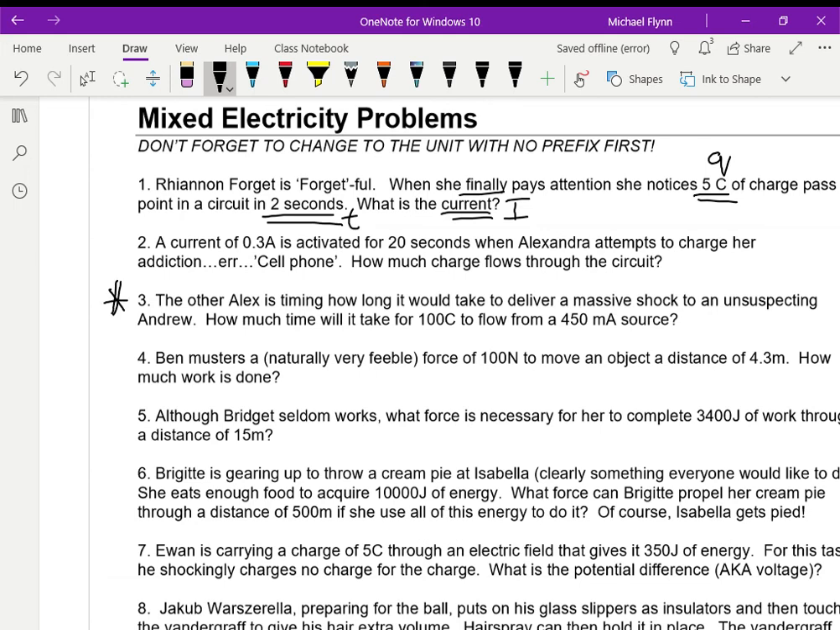Question 3. I'm highlighting question 3 because it's one of those questions where you have to use the metric system. So let's just take a look at that.